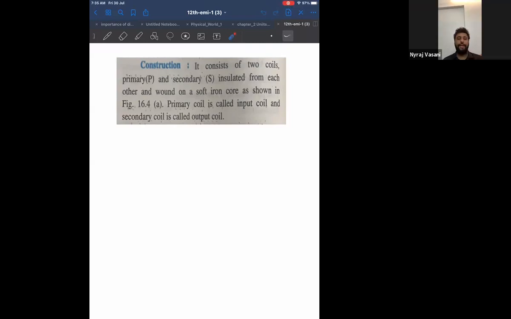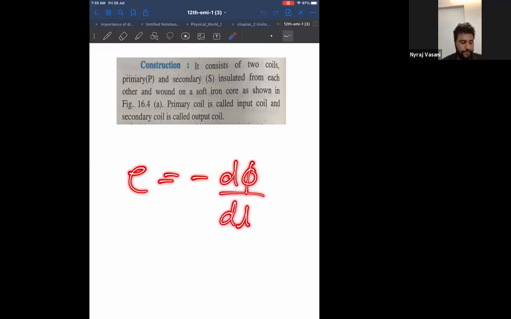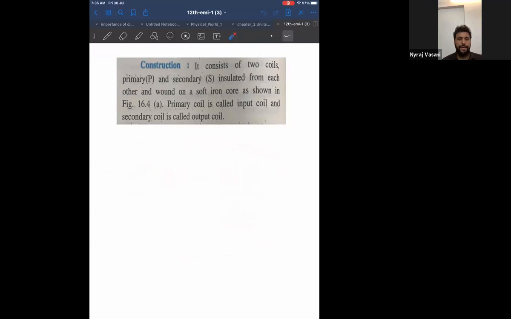Look at Lenz law and tell me whether you got it. See, this is Lenz law, what I'm writing on the screen. Tell me, are you getting this? This is the formula for Lenz law. E is equal to minus d phi by dt.